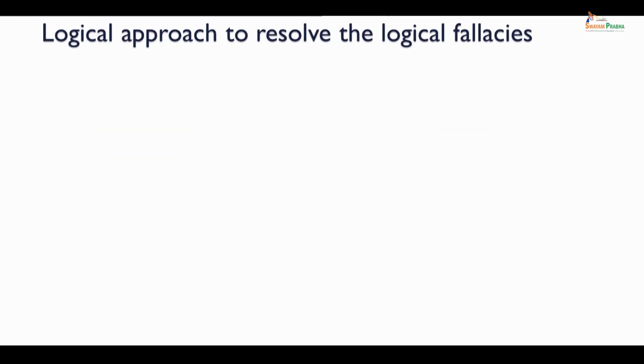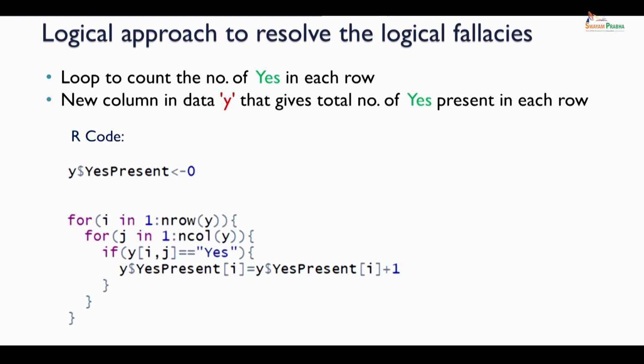Now, let us look at the logical approach to resolve the logical fallacies. We are going to create a for loop which counts the number of S in each row. Basically, I am going to create a column called S present from the subset Y. I have a subset Y which has no internet services alone. I am going to create a column called S present to that, which will have the number of S in the particular row.